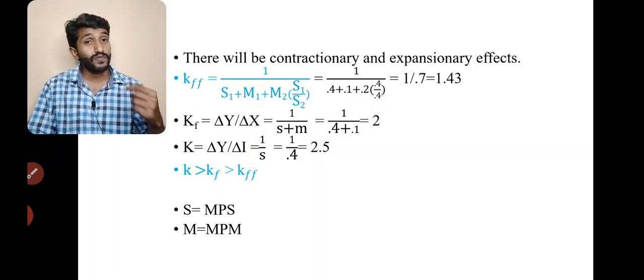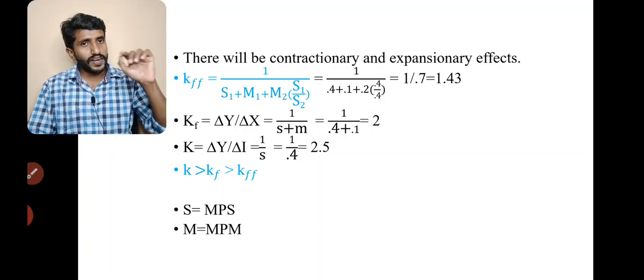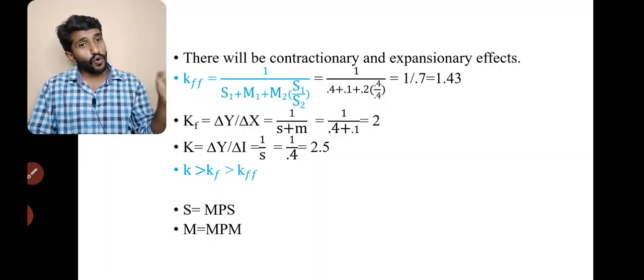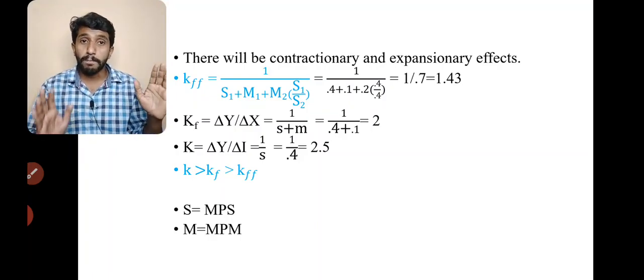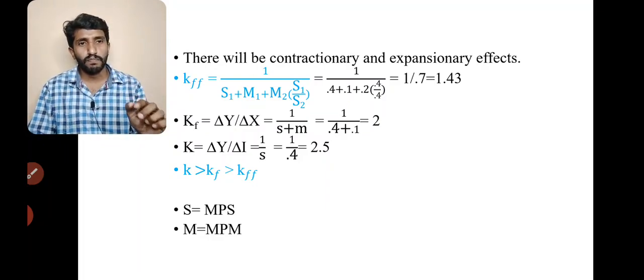Then what about the investment multiplier? Change in Y divided by change in I is nothing but 1 divided by 1 minus MPC, or we can say 1 divided by MPS. It is equal to 1 divided by 0.4, which is equal to 2.5.